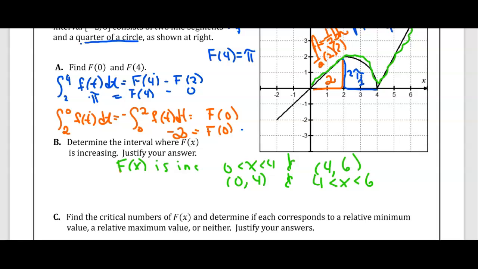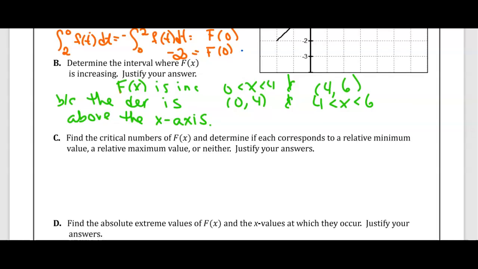So we're going to say f is increasing because the derivative is above the x-axis. Something I don't think I made a point of, that we do have to go from 0 to 4, and then say 4 to 6 because of that cusp situation there. All right, let's move on.